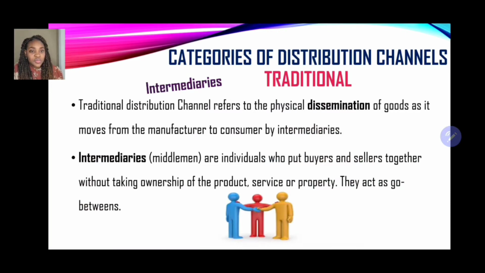Traditional distribution channels refers to the physical dissemination of goods as it moves from the manufacturer to consumer by intermediaries. Now, who are the intermediaries? Intermediaries are the middleman. They are individuals who put the buyer and the seller together without taking ownership of the product, service, or property. They act as the go-betweens.